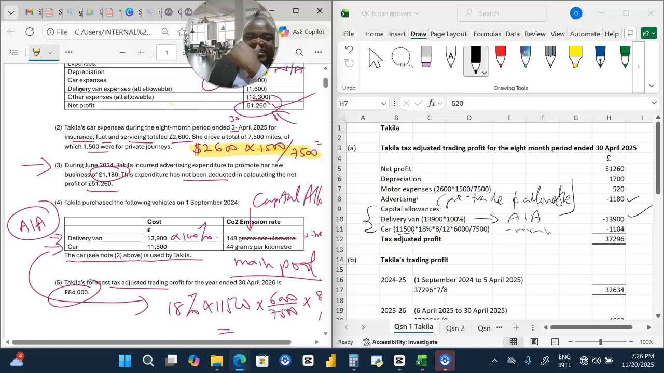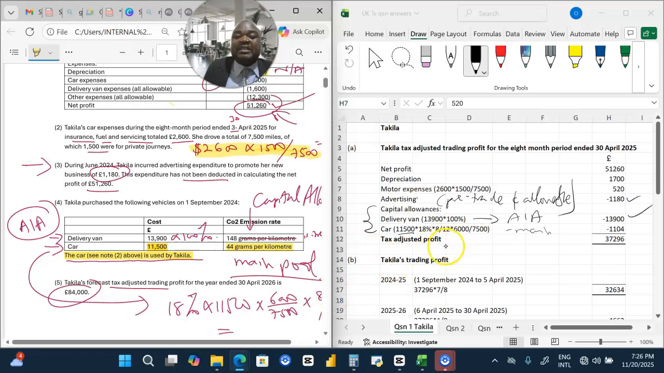Okay. The car, like I said, the total cost was 11,500, but the capital allowance for that particular asset was 11,500 multiplied by the 18%, and 18% was obtained after we used the CO2 emission rate, which was 44 grams per kilometer, which is between 1 and 50 grams according to our tax tables. All right, and that gave us the 18%.